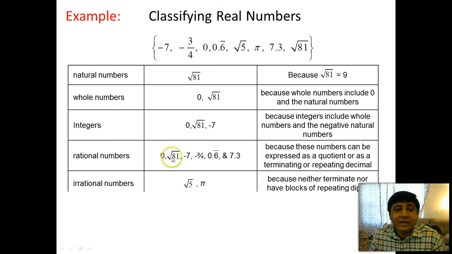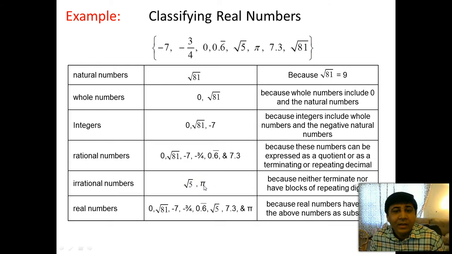The next obvious category is irrational numbers, and by irrational numbers we mean those numbers whose decimal representation is non-terminating. They keep on going and going and going. They are the square root of 5 and pi. And the last one is the real numbers. All of them discussed here are real numbers, so the real numbers are a bigger set.